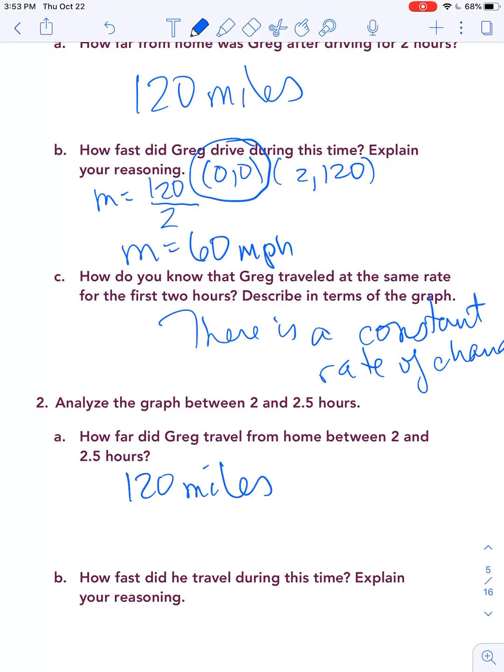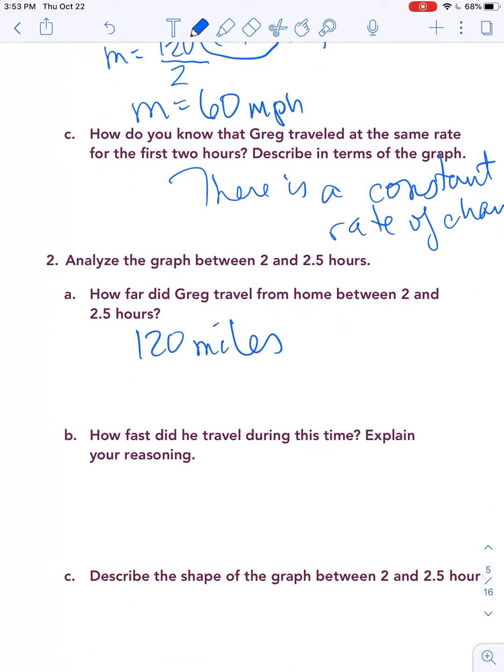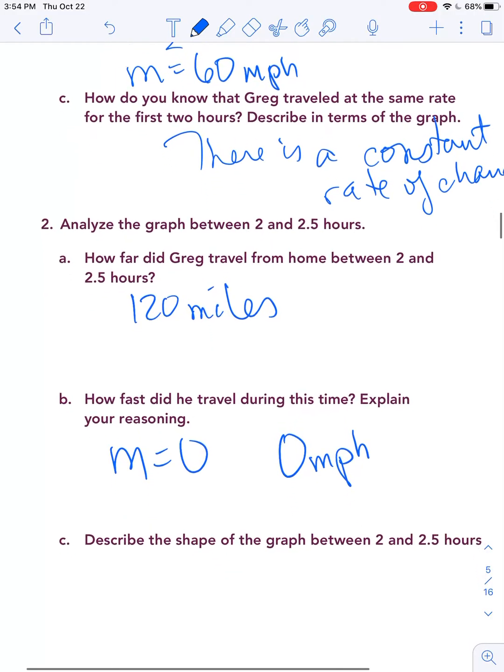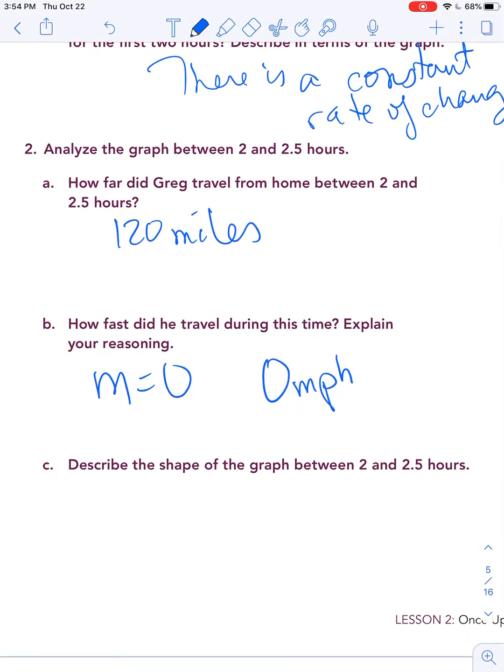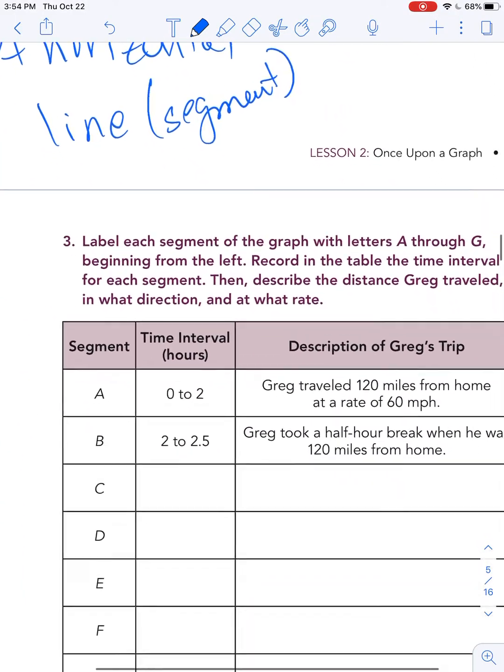How fast did he travel? He stayed still. It's a horizontal line. What's the slope of a horizontal line? 0. So 0 miles per hour. Describe the shape of the graph. A horizontal line. And by the way, it's a line segment. It's not actually a line, but that's okay. And that doesn't need a period because that's not even a question.